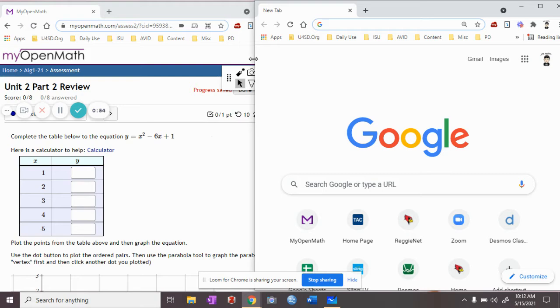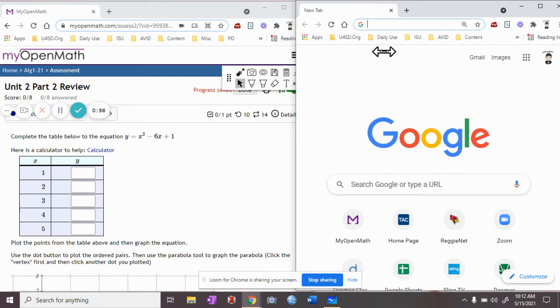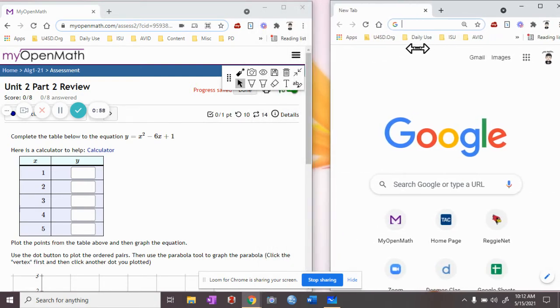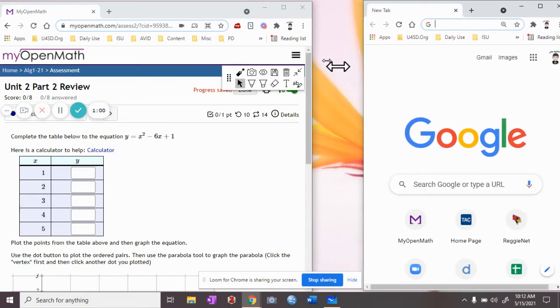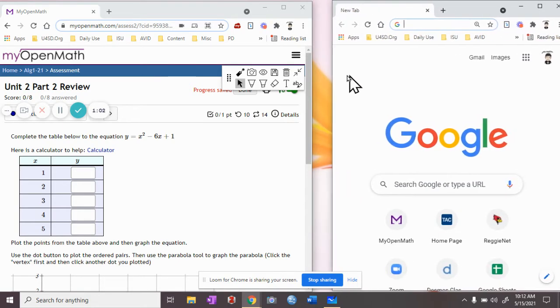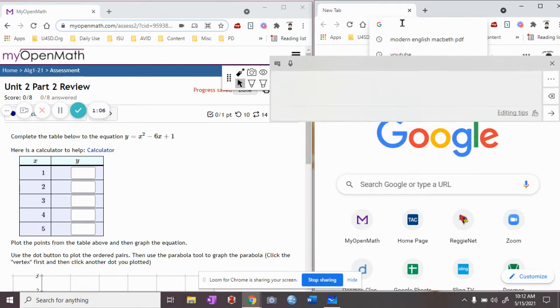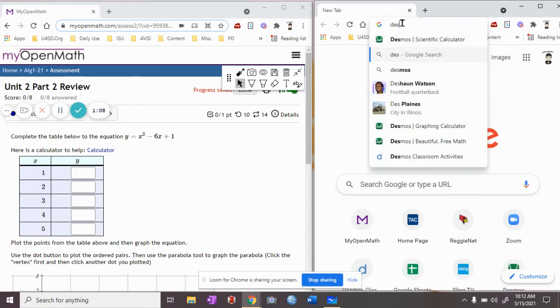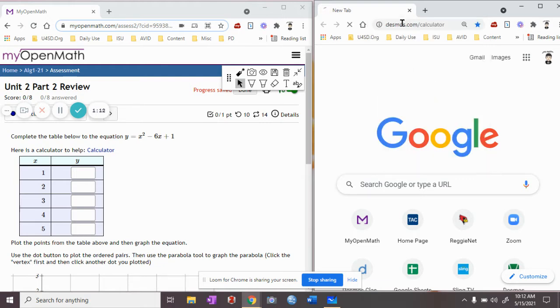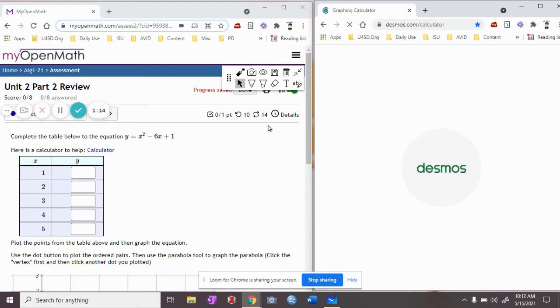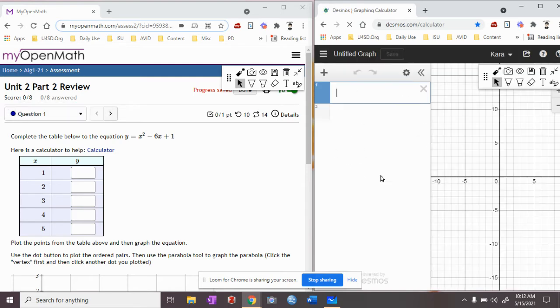So let me resize, and if you go to desmos.com/calculator, this is going to be really helpful because we want to complete the table.